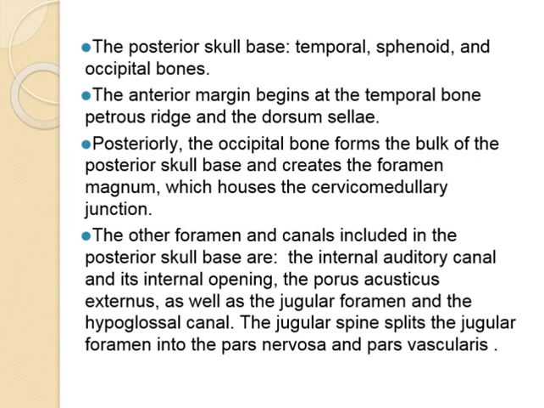The posterior skull base is formed from temporal, sphenoid, and occipital bones. The anterior margin begins from the temporal bone petrous ridge and the dorsum sellae. Posteriorly is the occipital bone, which forms the bulk of the posterior skull base, creates the foramen magnum, and houses the cervicomedullary junction. The other foramina and canals included in the posterior skull base are the internal auditory canal and its opening, the porus acusticus externus, the jugular foramen, and the hypoglossal canal. As we know, the jugular spine splits the jugular foramen into pars nervosa and pars vascularis.